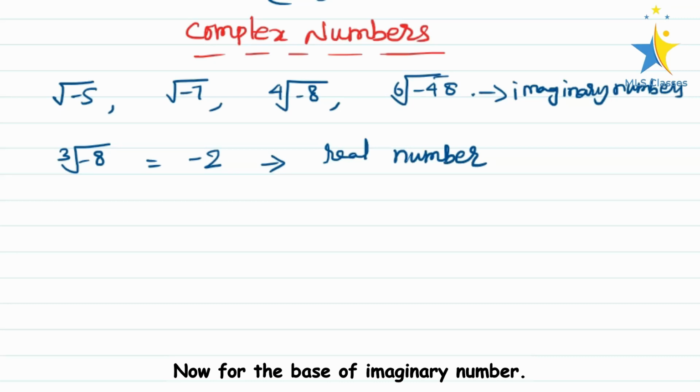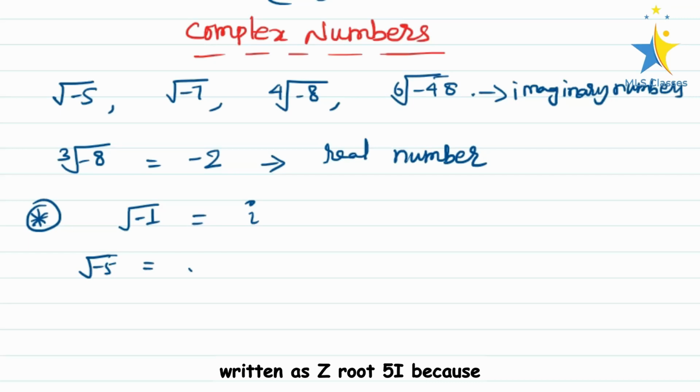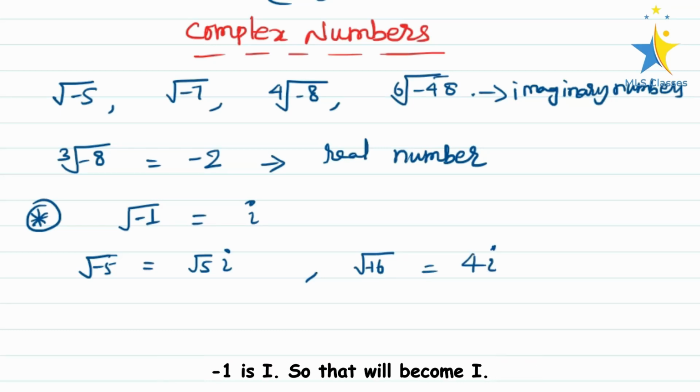Now for the base of the imaginary number, the square root of negative 1 is defined. That is called i. On the basis of this only, we define the other numbers. Like the square root of negative 5 can be written as root 5 i, because the square root of negative 5 can be written as the square root of 5 times the square root of minus 1, that is i. Suppose we have the square root of minus 16, then that can be written as the square root of 16, which is 4, and the square root of negative 1 is i. So that will become 4i.